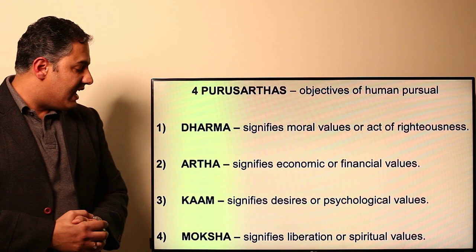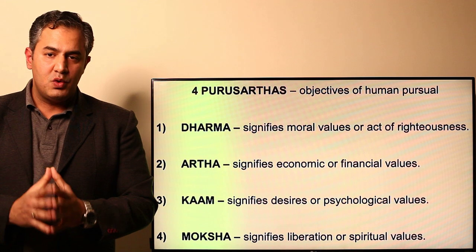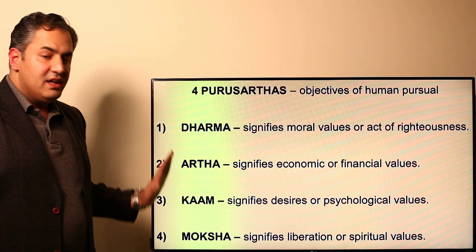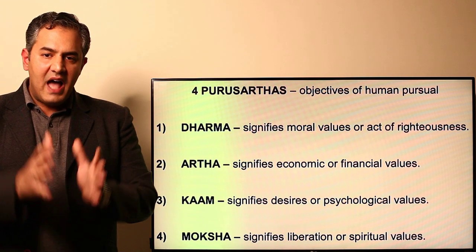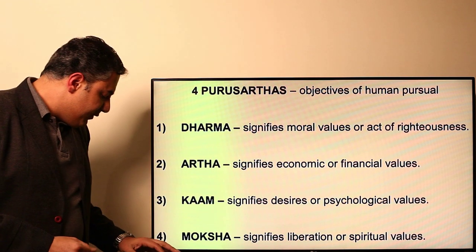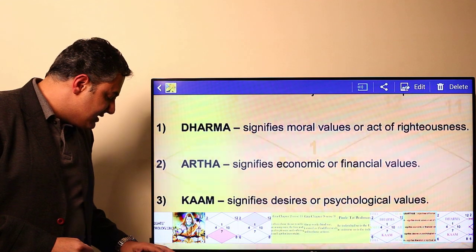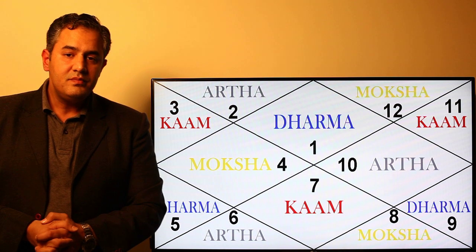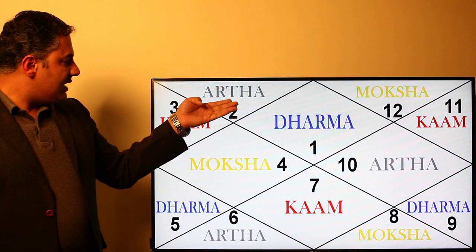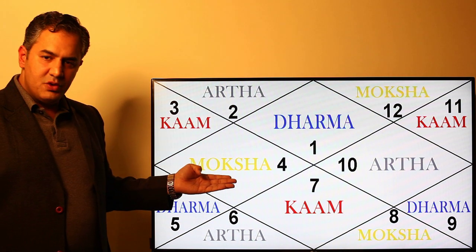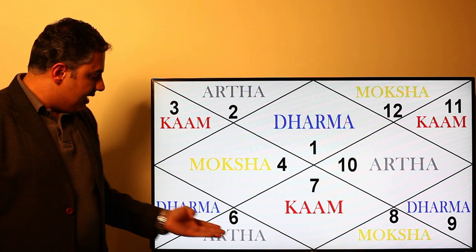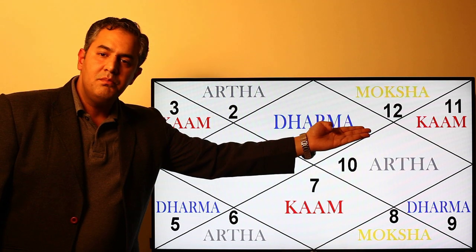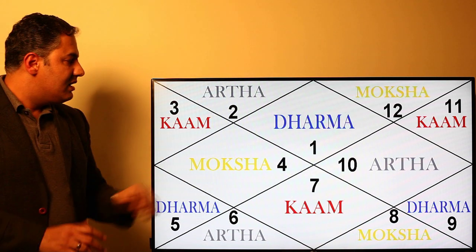The fourth, Moksha, signifies liberation or spiritual values. Now our sages were very wise to incorporate these four Purusharthas in astrology. They have infused these very wisely into a horoscope. Now Dharma, Artha, Kama and Moksha, as you can see in this slide. Dharma, Artha, Kama, Moksha.